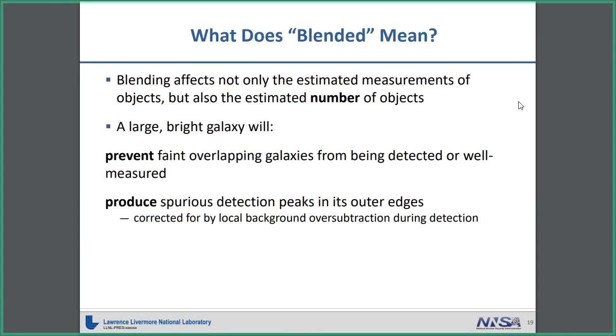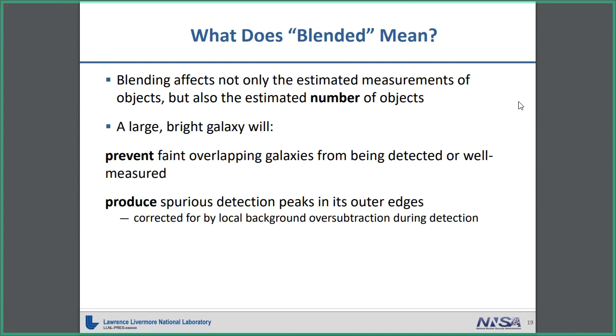And as I've already illustrated, blending affects the number of objects that we detect, as well as their measured properties. So to go back to the case of the large bright galaxy, it can prevent faint overlapping galaxies from being detected in the first place. And it can also cause a lot of spurious detections in the outer edges of the bright galaxies.